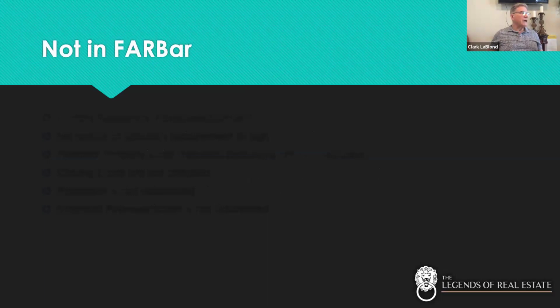So things that are not in the FarBar: there is no primary residence acknowledgement. Currently, the seller has to identify whether or not this is their primary residence. There is no obligation to disclose whether it is their primary residence. This puts again the obligation on you, the agent, to ensure that you're talking to the right people who have the opportunity or have the authority to list that property.